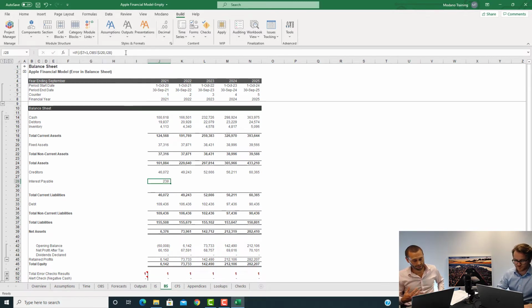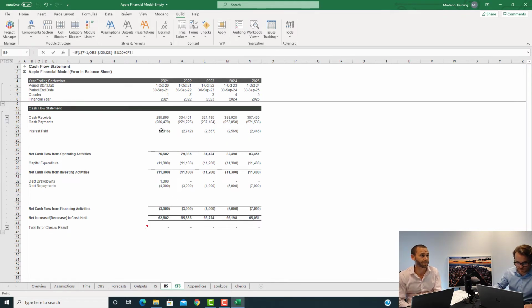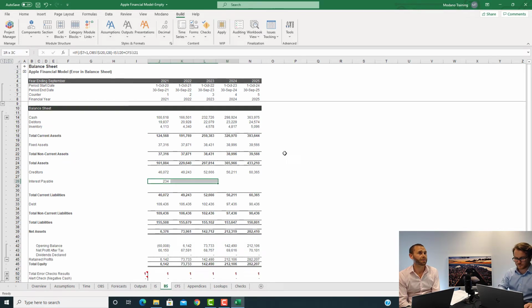Okay, so now we want to add interest expense, which means subtracting interest expense off the income statement because it's a negative number. So negative interest expense, which is income statement J20. Yep. So we subtract that, and then we need to subtract off the interest paid, which, because it's a negative number on the cash flow, is plus cash flow statement J21, which is the interest paid. There, press enter. Okay, and now copy that across.